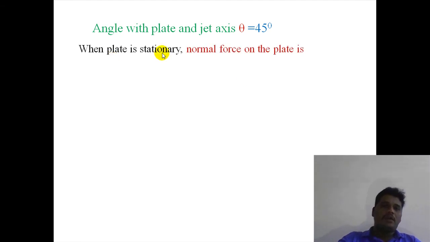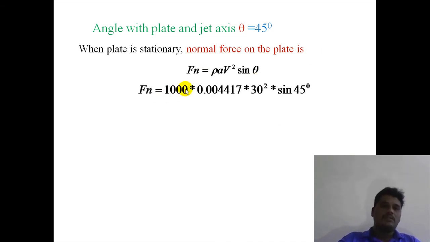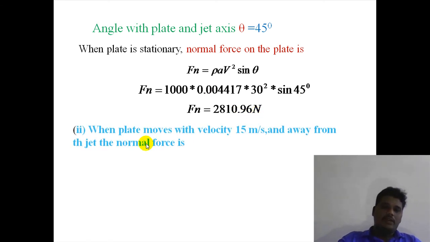Now, when the plate is stationary, the normal force acting on the plate Fn is equal to rho a v square sin theta. Fn is equal to rho, which is 1000, area 0.004417, V square is 30 square, and sin of the angle. We get Fn equal to 2810.960 newtons.